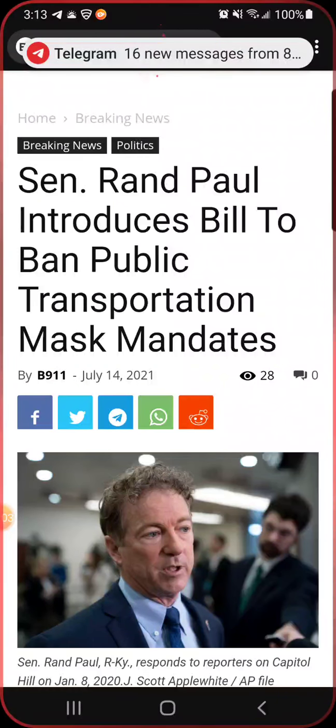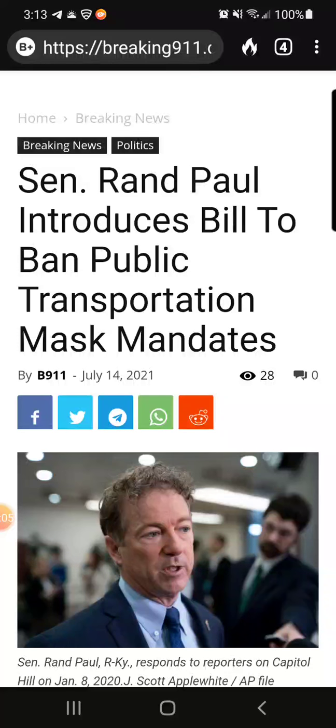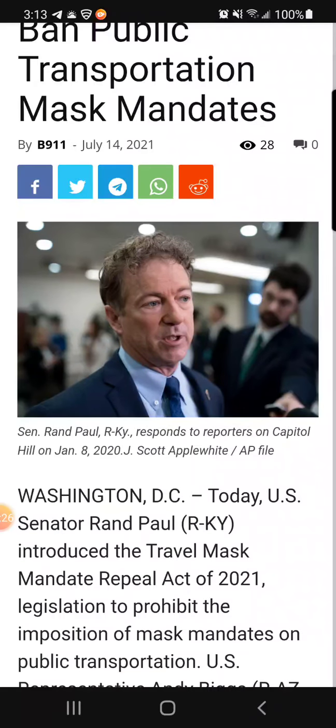This is Senator Rand Paul introduces bill to ban public transportation mask mandates. Okay, so Senator Paul wants to introduce a bill to ban public transportation mask mandates because it's out of control with everything that is going on right now. And of course, as you see here, is Senator Rand Paul himself.